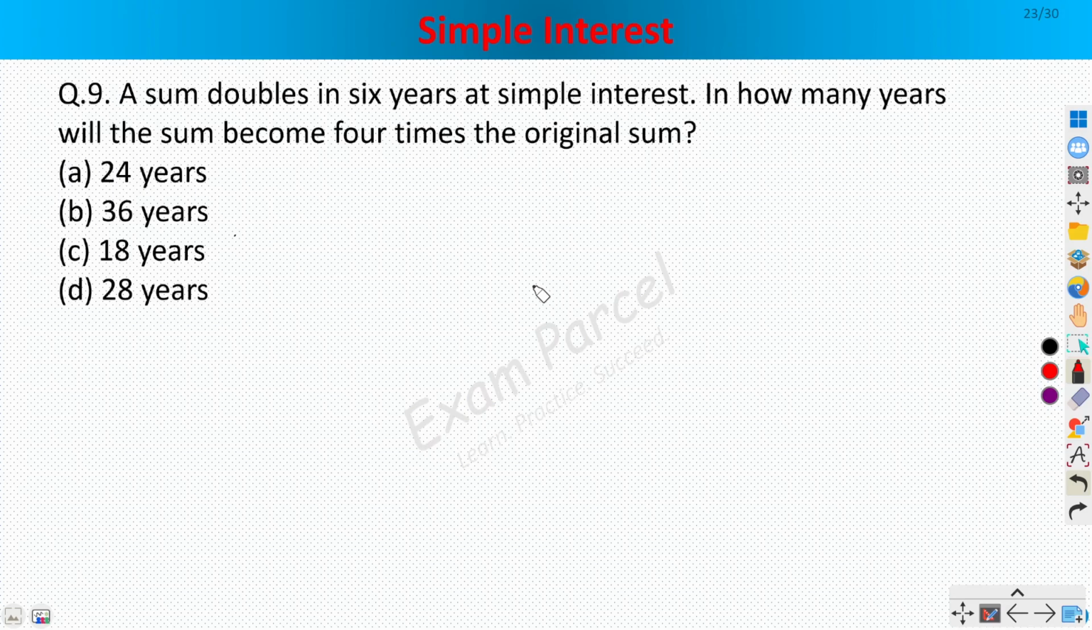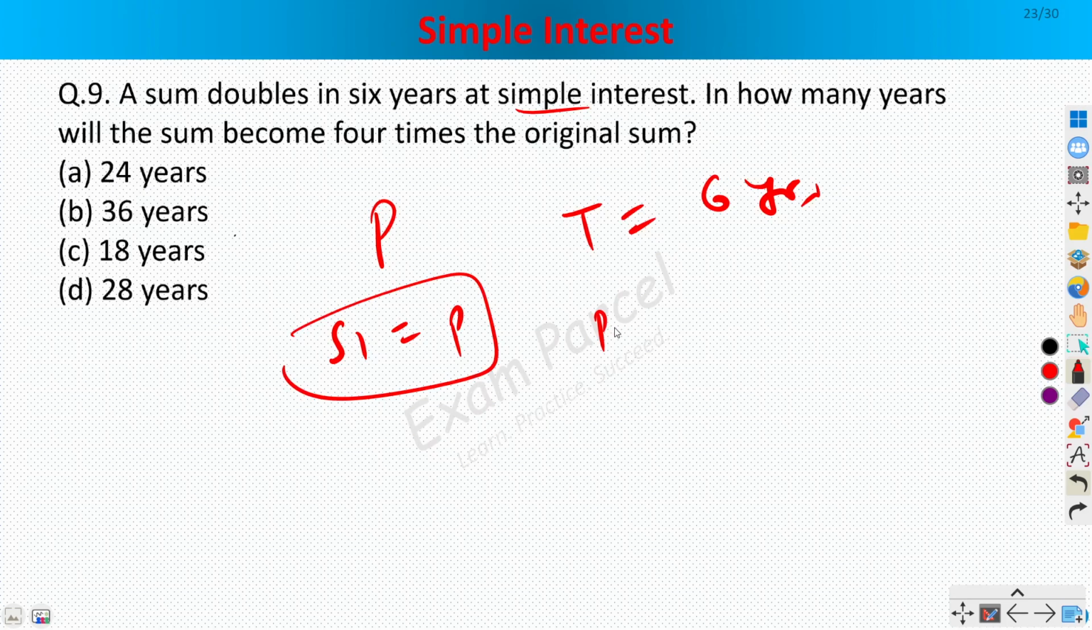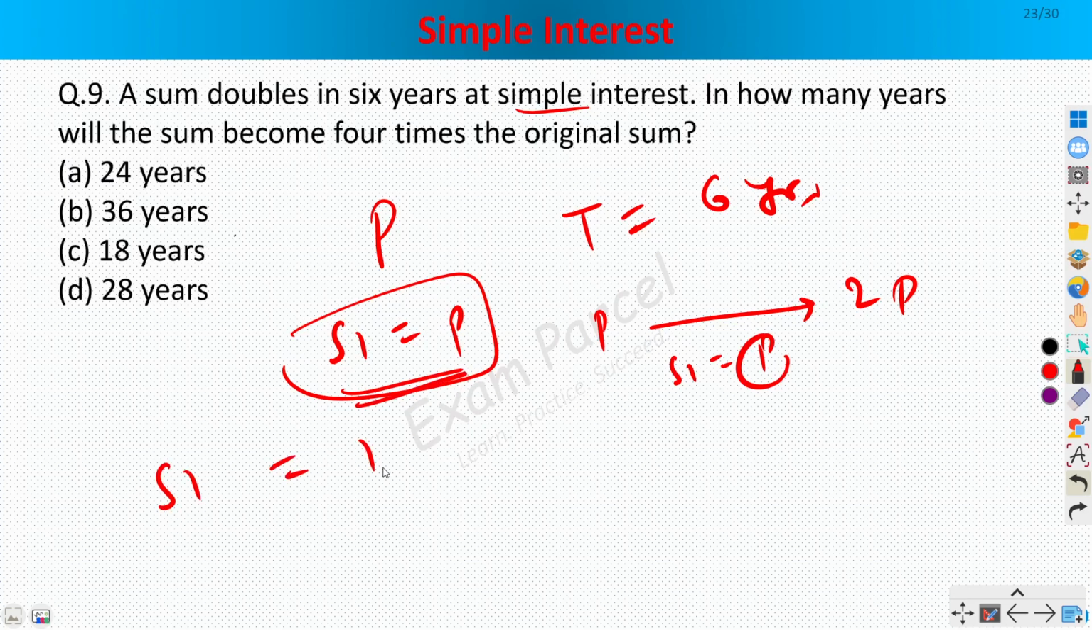A sum doubles in 6 years at simple interest. In how many years will the sum become 4 times the original sum? So we have a sum, principal, and T is 6 years. It doubles in 6 years, which means SI is equal to principal, 100%. If you are not understanding this, let's say principal is P and it doubles, so the amount is 2P. What is the SI? SI is 2P minus P, that is P. So SI is equal to P, nothing but 100% of P. So for 100% of P, we take 6 years.